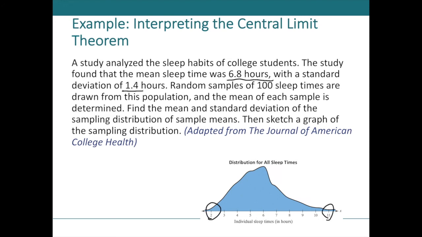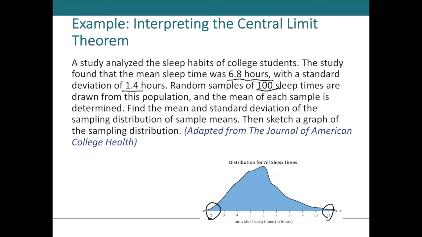And it's curious to see that some people get 2 hours of sleep per night, and some people get more than 11. I can't really relate to either one of those, but anyway, random samples of 100 sleep times are drawn from this population. The mean of each sample is determined.